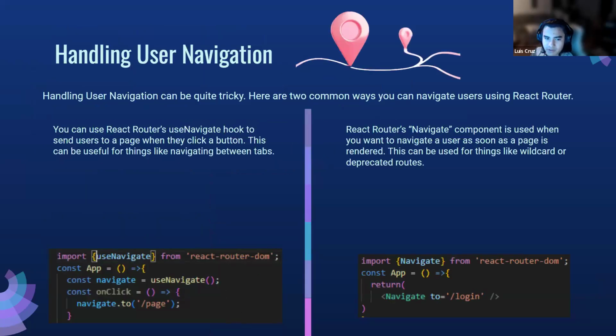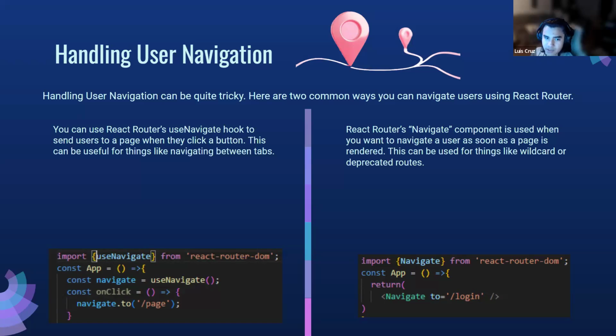Handling user navigation effectively is crucial for creating a smooth user experience in your React applications. React Router provides several powerful tools to help with this, including the useNavigate hook and the Navigate component. First, let's talk about the useNavigate hook. This hook is incredibly useful when you need to navigate programmatically, such as when a user clicks a button to move between different tabs or sections within your application. By using useNavigate, you can easily send users to specific routes without relying on traditional link elements.